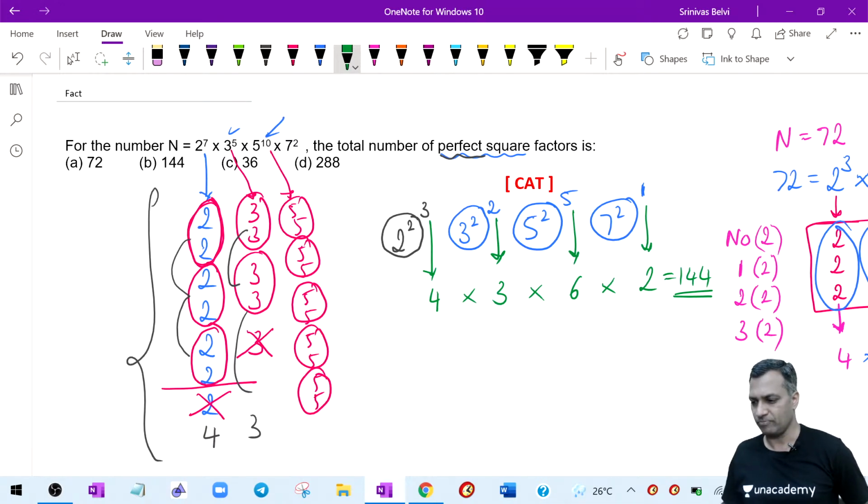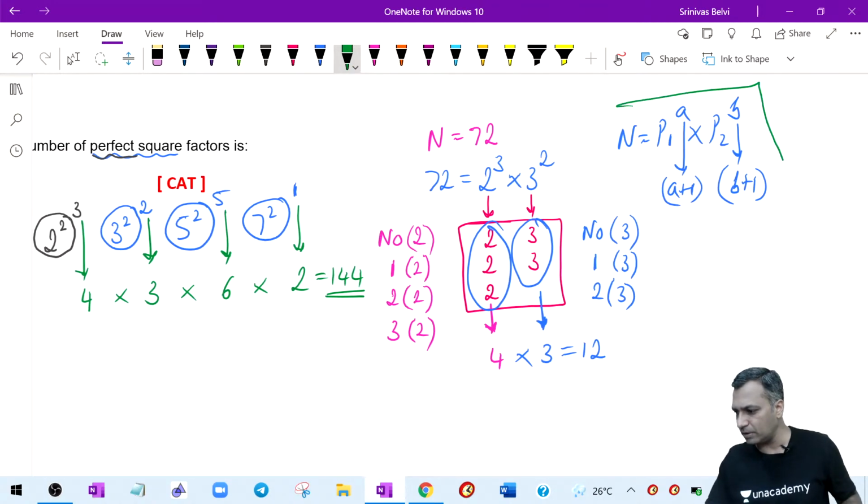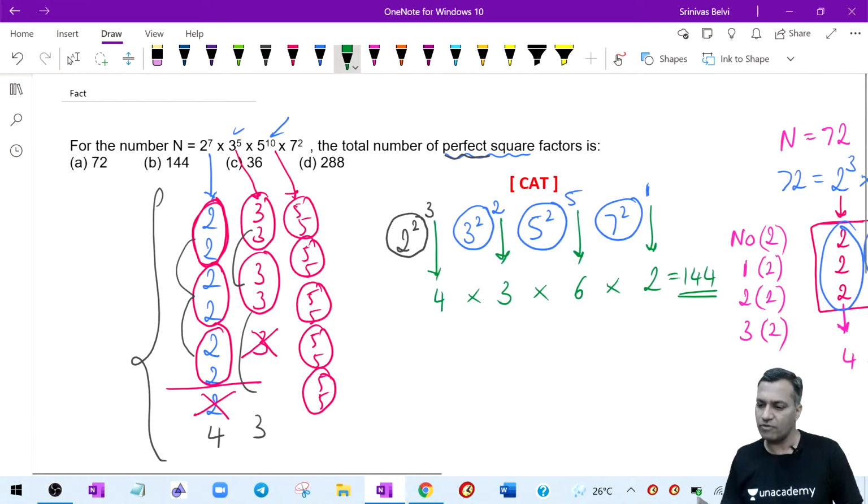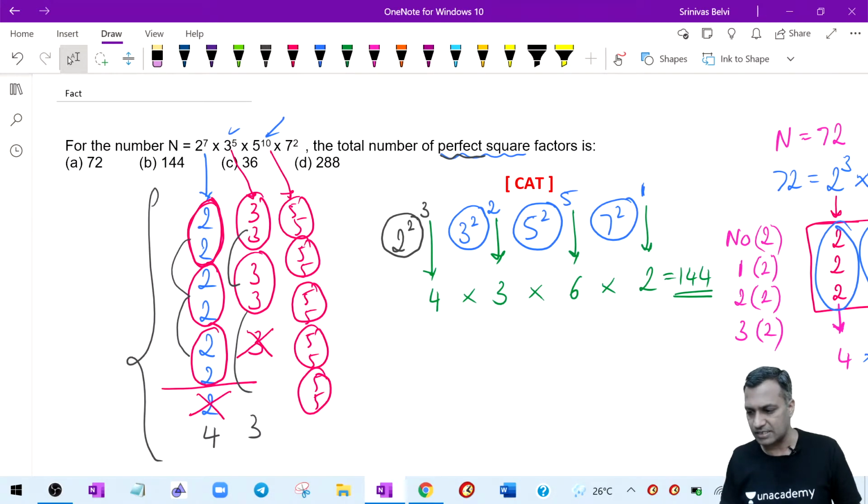Principle is clear. This was the CAT question as it is. I didn't change anything. This is the CAT question as it is, it appeared. Principle of counting remains same. It is not a formula. A lot of people think that this is the formula. It is not just a formula. It is the principle of counting. Alright, it is a fundamental principle of counting similar things. As simple as that. If you know the principle of counting, you can count whatever you want. Perfect squares, perfect cubes, whatever.